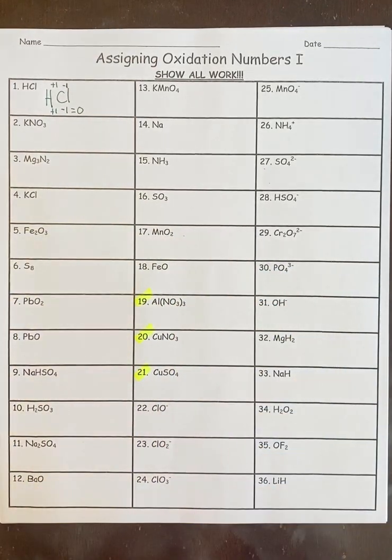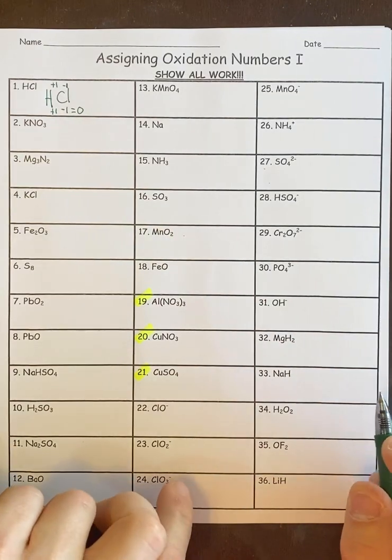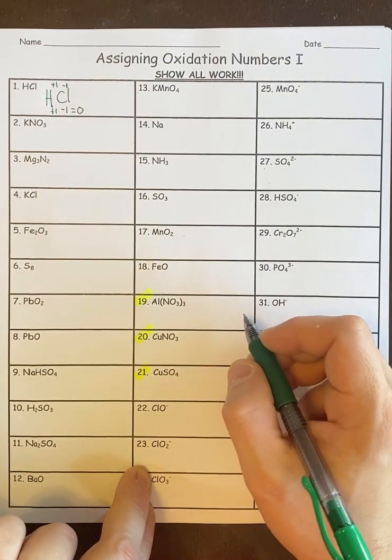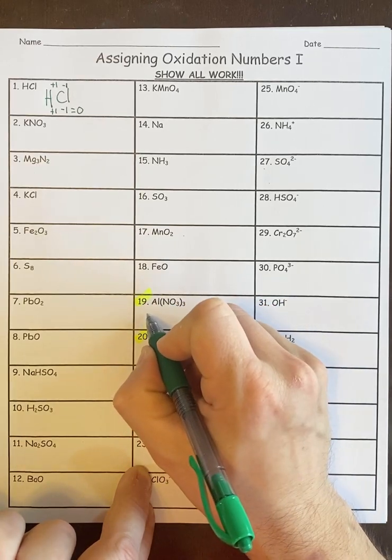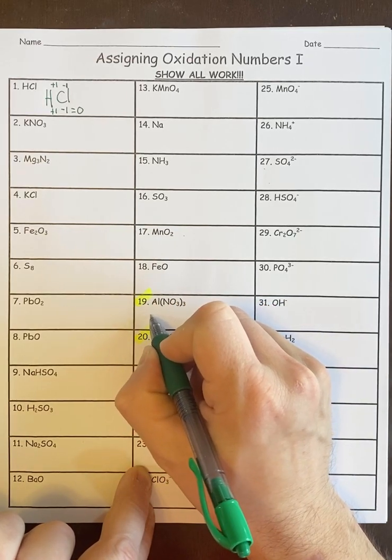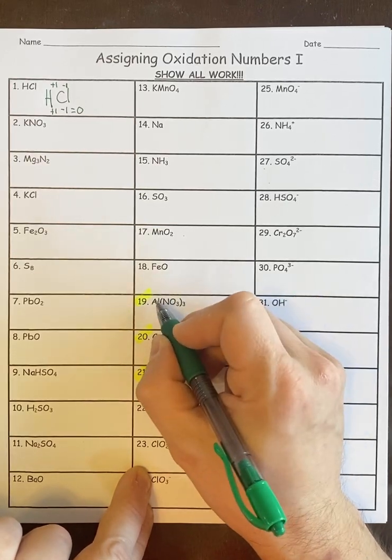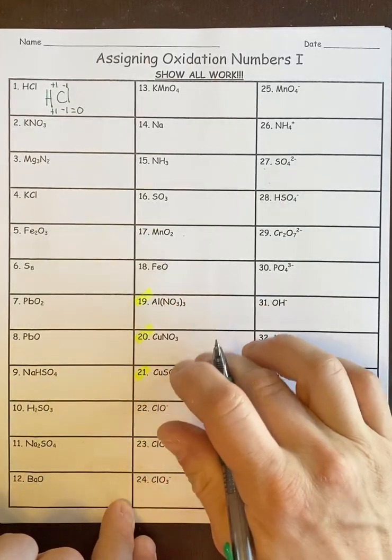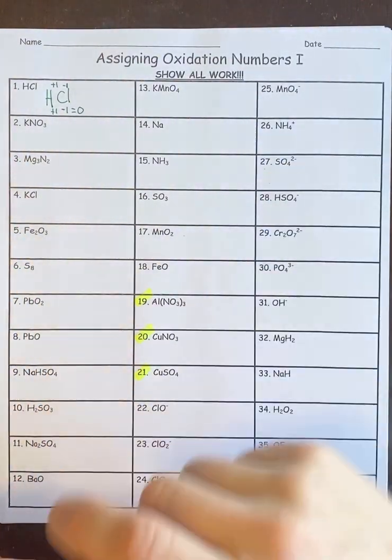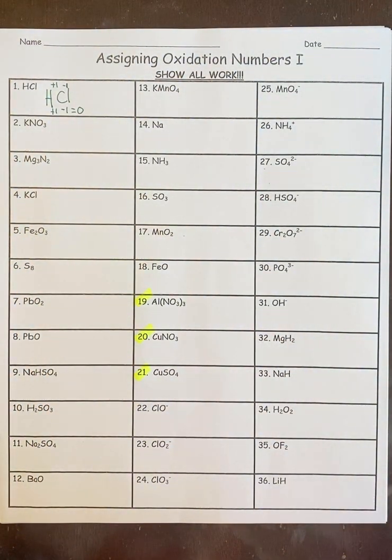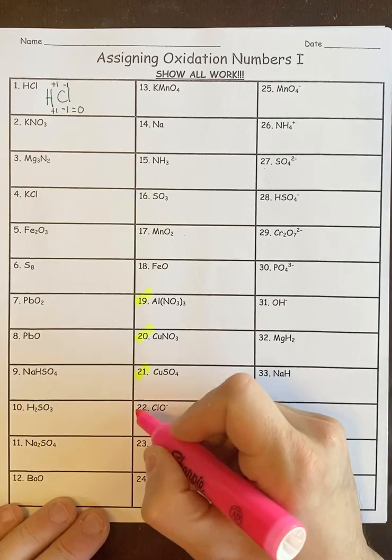When you get to 19, 20, and 21, those are polyatomic ions, so you may want to do those on a separate sheet of paper, or if you can write really small. The way you're going to have to do those is figuring out the NO3, so you're going to have to go to table E and know that NO3 has a charge when it's alone, solve for the N, and then go back and solve for the aluminum. You're going to have to do that for these.